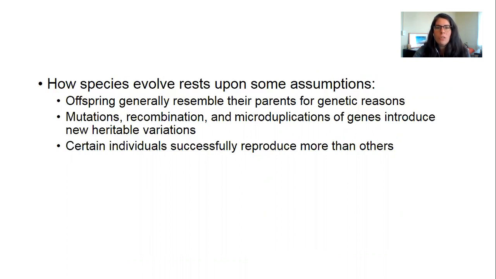Mutations, changes in the genetic material, recombination, and microduplications of genes introduce new heritable variations. And again, the passing on of genetic material from parent to offspring. And certain individuals successfully reproduce more than others. So you may have heard this phrase in relationship to evolution, that it's about survival of the fittest.